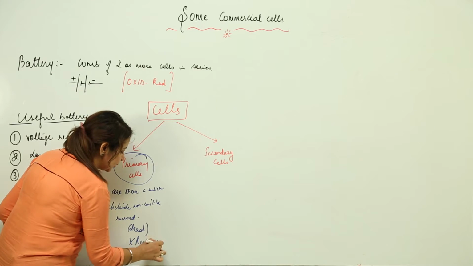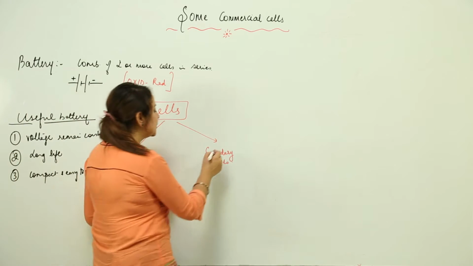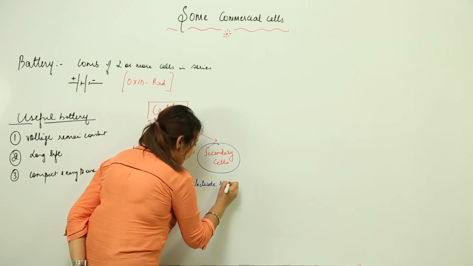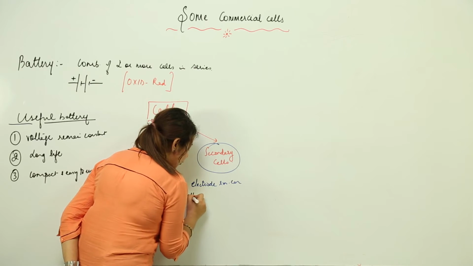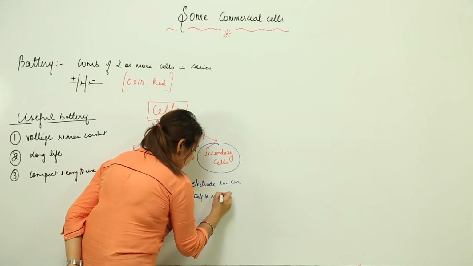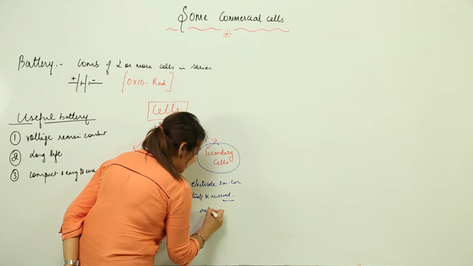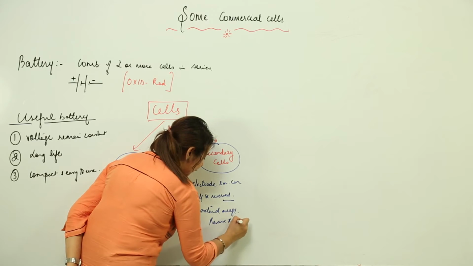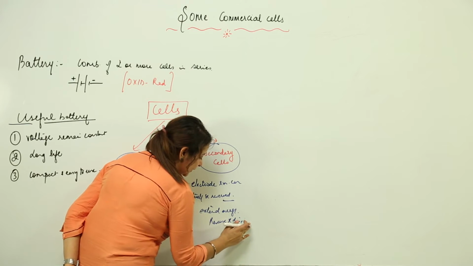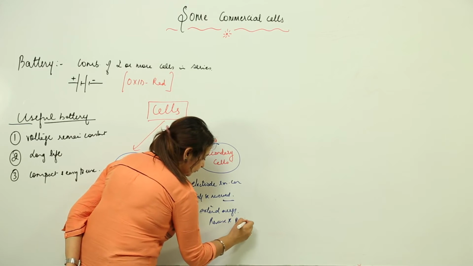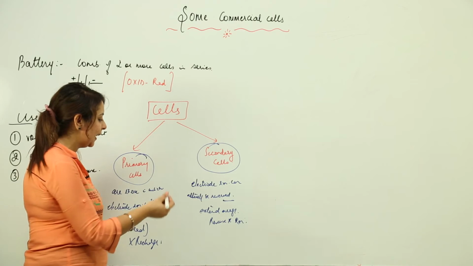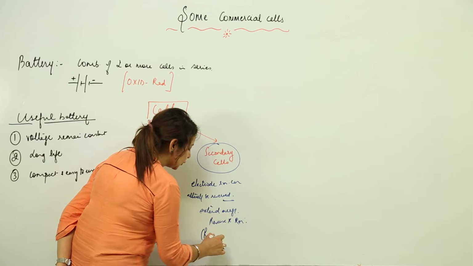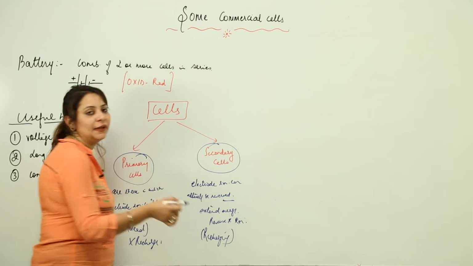But if we talk about secondary cells, in these the electrode reactions can actually be reversed. That means we can supply some external energy and reverse the direction of the reactions. So recharging is possible, which means it can be used as many times as we need.